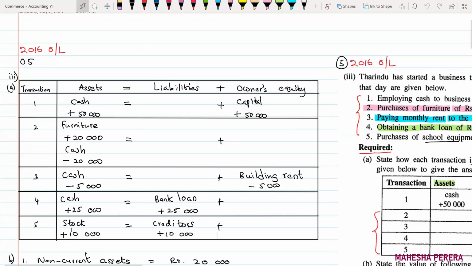Now, how have they given marks for this question? It is actually for each transaction, they have given half marks. If both impacts are correct, you may give half marks for each transaction.